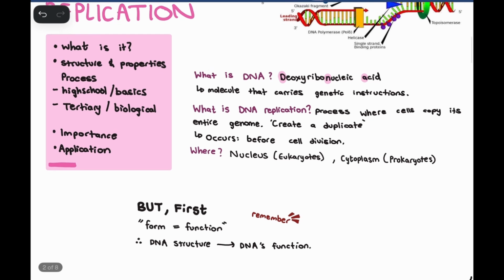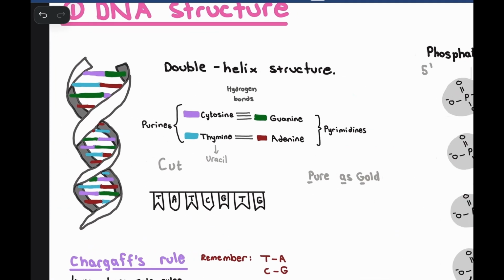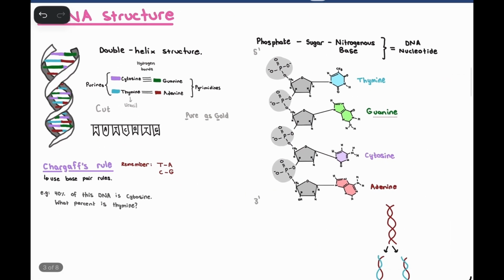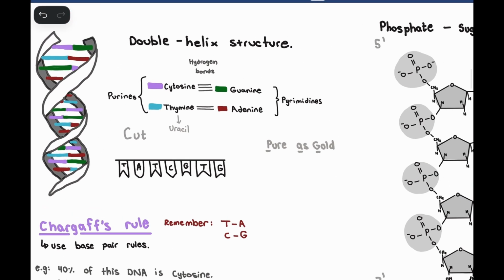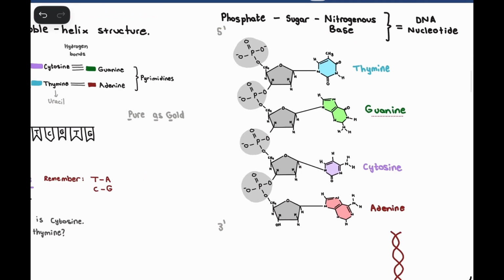Before we move on, remember that form equals function. So, before I start the process, I'll be explaining the structure of DNA, which will help you remember and understand how this works. As you may know, DNA has a double helix structure. That is this shape over here. Each strand of this structure is made up of DNA nucleotides. DNA nucleotides are made out of nitrogenous bases, deoxyribose sugars, and a phosphate group, as you can see here.